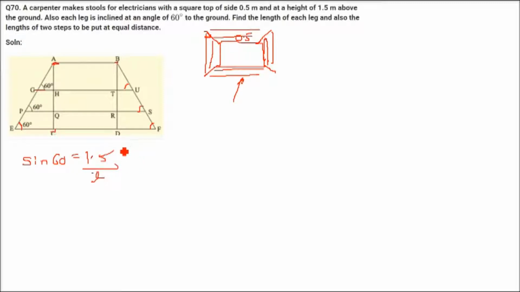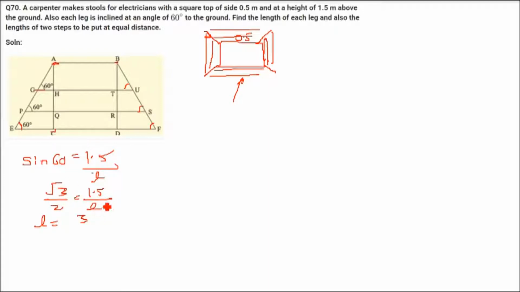Let me take it as the length. So sine 60 is what? Root 3 by 2. Sine 60 is root 3 by 2. If I just write the value, sine 60 will be equal to AC, and sine of this angle is root 3 by 2. Let it be like this. So this will be 1.5 by L. L will be equal to 2 into 1.5, that is 3.